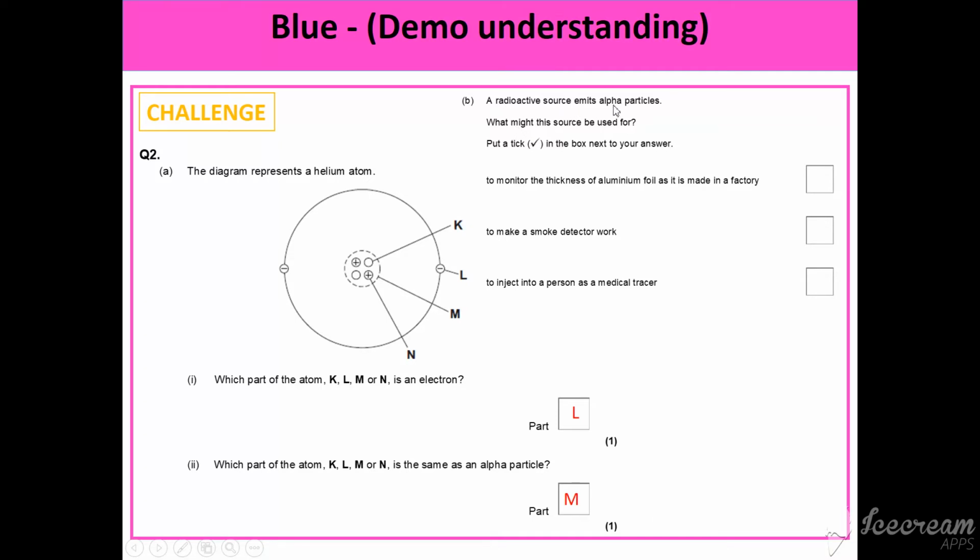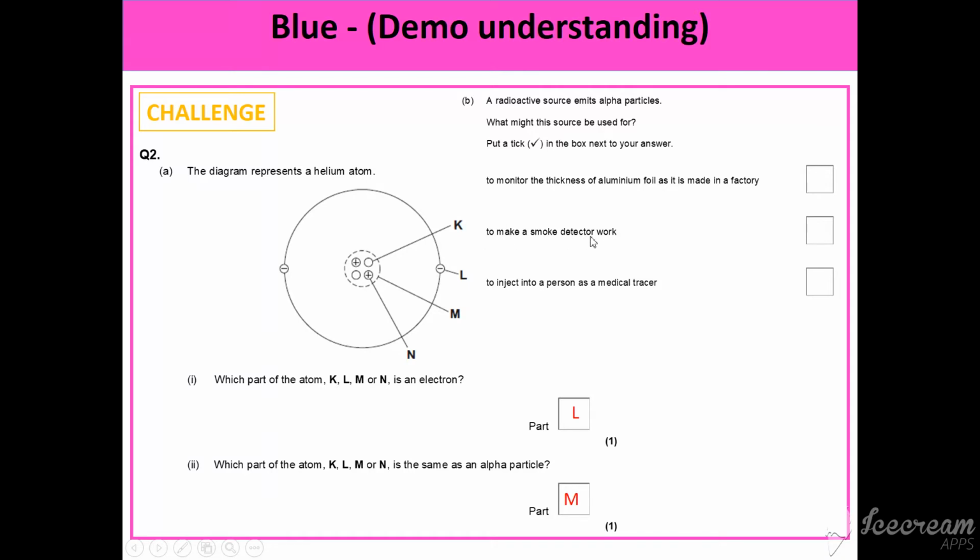A radioactive source emits alpha particles. What might this source be used for? So use your head here. To monitor the thickness of aluminium foil. Why is it not going to do that? Well, because alpha can't get through aluminium foil, so it's never going to be able to measure the thickness of it.